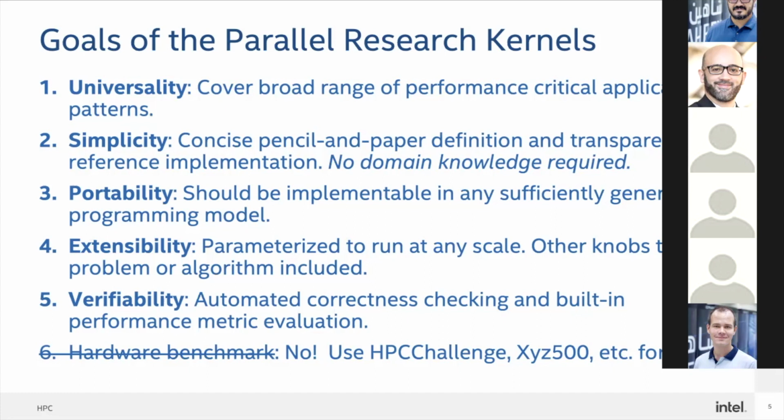Extensibility. This one's important because if you look at the parallel language benchmarking game or whatever studies that are out there, they're fixed problem sizes, and in many cases, they're toys. Our implementations are parameterized such that you can run them on a Raspberry Pi and you can run them on 100,000 cores of a Blue Gene or a Cray. And we've done that.